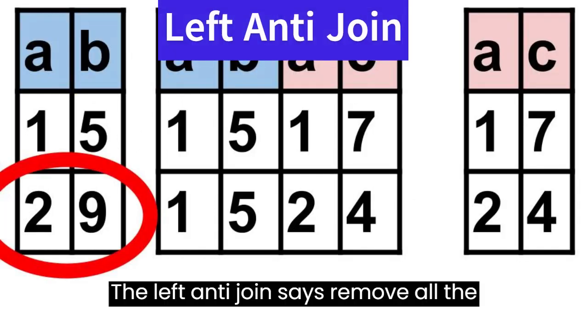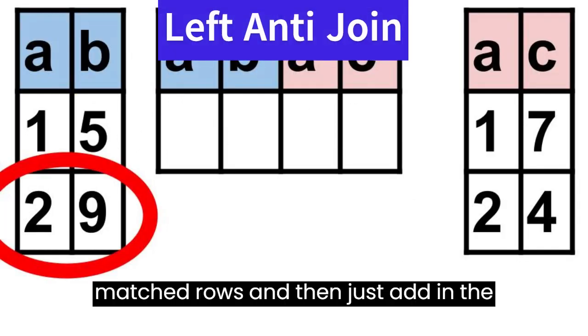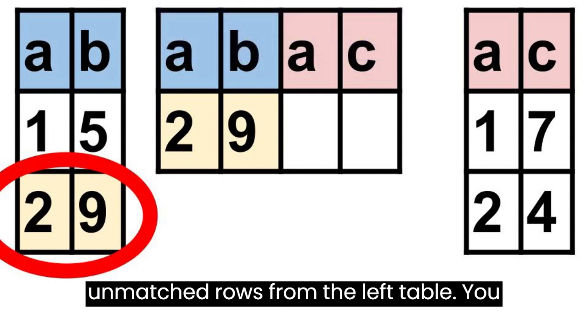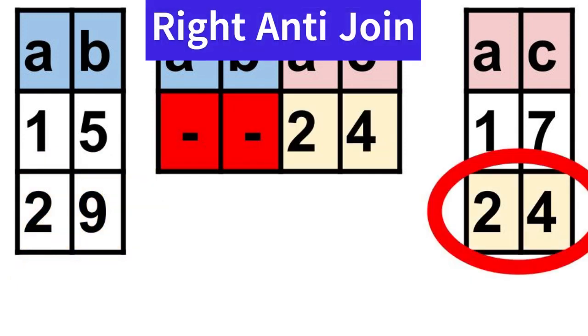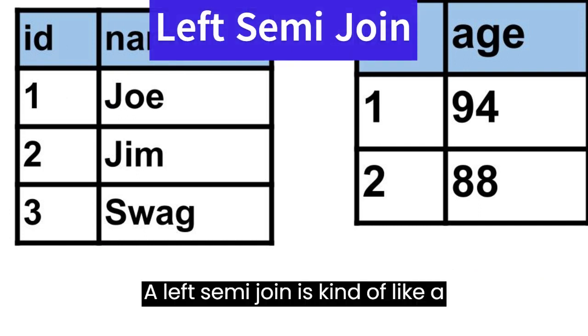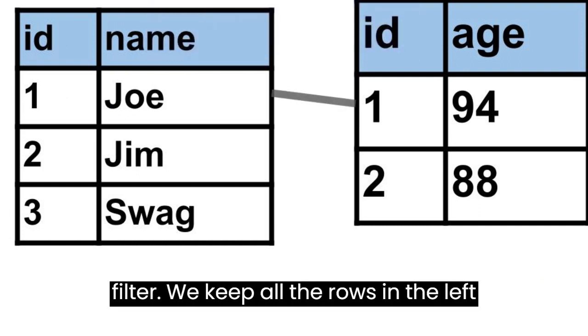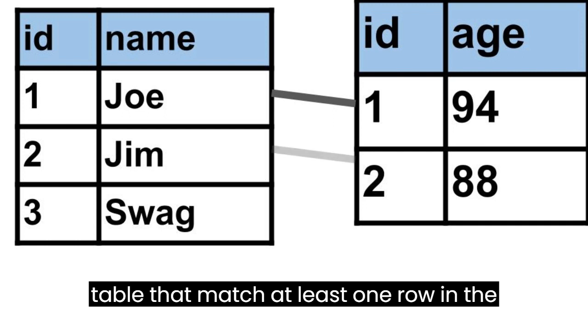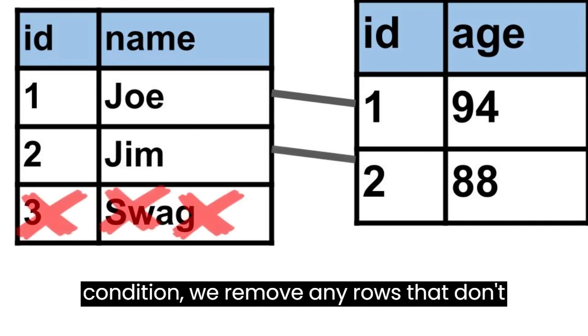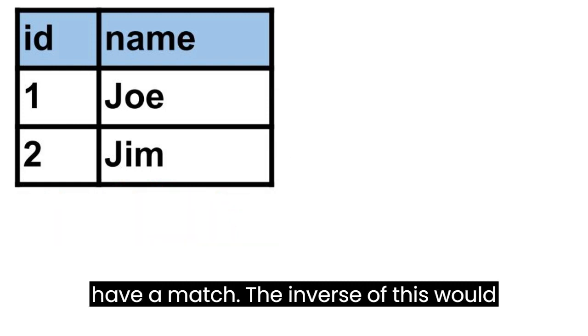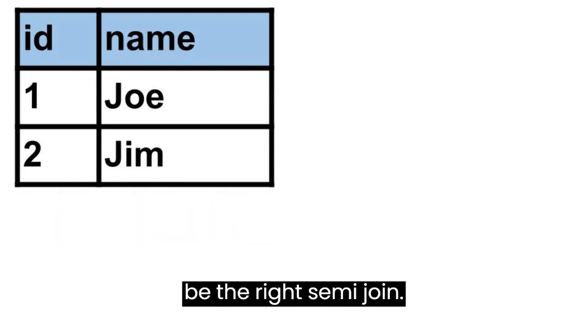The left anti-join says remove all the matched rows, and then just add in the unmatched rows from the left table. You can do the inverse for the right anti-join. A left semi-join is kind of like a filter. We keep all the rows in the left table that match at least one row in the right table using the natural join condition. We remove any rows that don't have a match. The inverse of this would be the right semi-join.